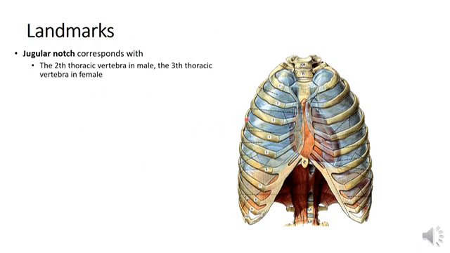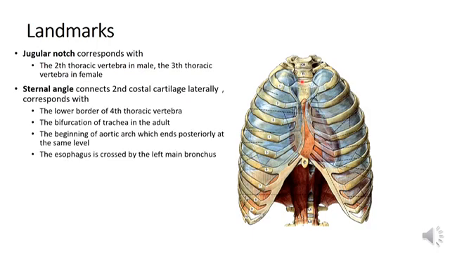Landmarks. We have the jugular notch, which corresponds with the second thoracic vertebra in males and the third thoracic vertebra in females. We have the sternal angle, which connects to the second costal cartilage laterally. The second costal cartilage is attached at the level of the sternal angle, and it corresponds posteriorly with the lower border of the fourth thoracic vertebra. At this level we have the bifurcation of the trachea in the adult, the beginning of the aortic arch, which ends posteriorly at the same level, and the esophagus is crossed by the left main bronchus.